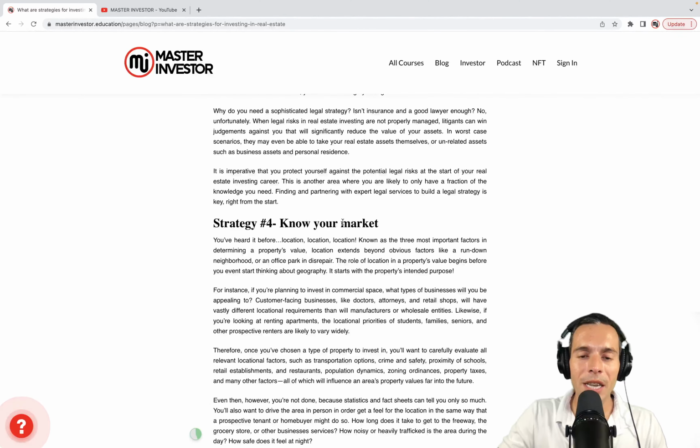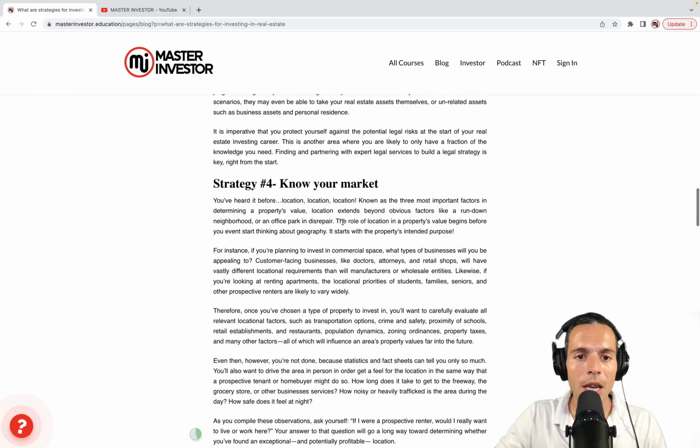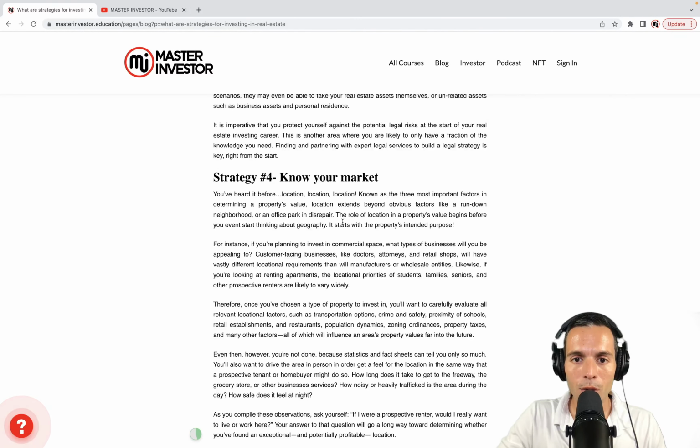Why do you need a sophisticated legal strategy? Isn't insurance and a good lawyer enough? No, unfortunately. When legal risks in real estate investing are not properly managed, litigants can win judgments against you that will significantly reduce the value of your assets. In worst case scenarios, they may even be able to take your real estate assets themselves or unrelated assets such as business assets and personal residence. It is imperative that you protect yourself against the potential legal risk at the start of your real estate investing career. This is another area where you are likely to only have a fraction of the knowledge you need.